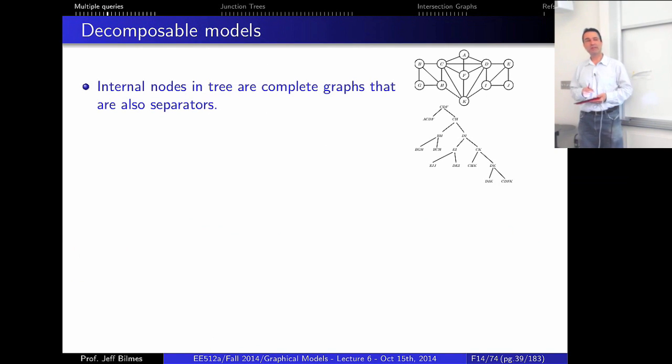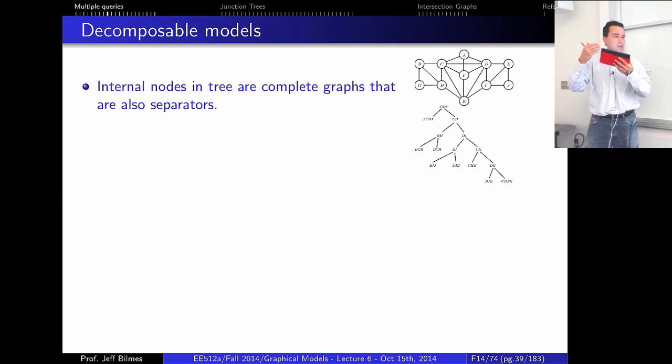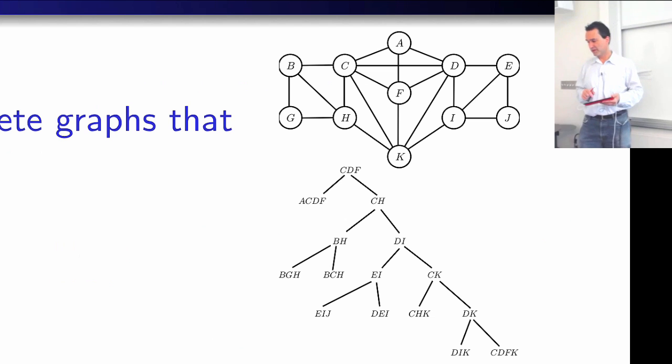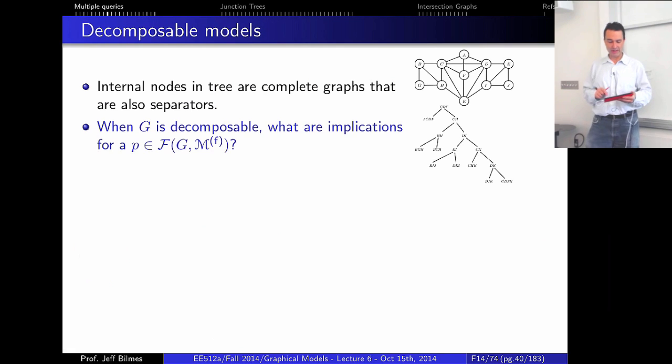So let's see what we can do, for example, with the probability distribution for any of these decompositions or full recursive decompositions. The internal nodes in a decomposition tree are complete graphs, complete graphs that are also separators. This picture here is just the same picture that we saw before, just one of those trees. But the question is, what does this mean in terms of being able to write any probability distribution that lives in the family corresponding to this model? So we take any P that lives in the family. We have a graph, and we use the factorization property. And what does it mean?